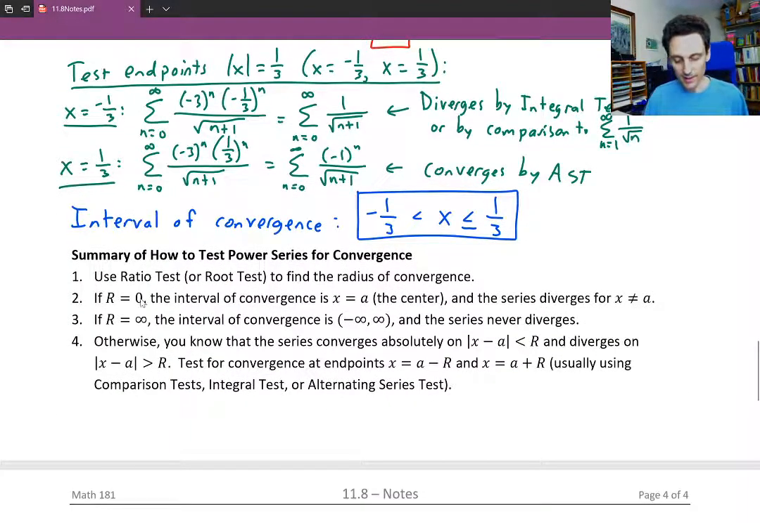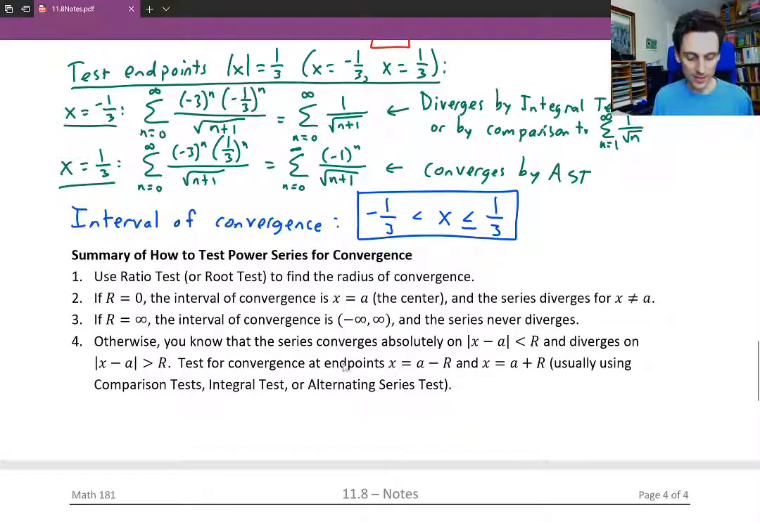So to summarize, how to test power series for convergence: you can use the ratio test like we've done for all of these problems, or the root test to find the radius of convergence. Then if r is equal to 0, this is taking a kind of backwards approach of finding the radius of convergence first. If r is equal to 0, the interval of convergence will be x equals the center, and then the series is going to diverge for all the other x values, x not equal to the center. If r is equal to positive infinity, the interval of convergence will be all real numbers, -infinity to infinity, and the series will never diverge.